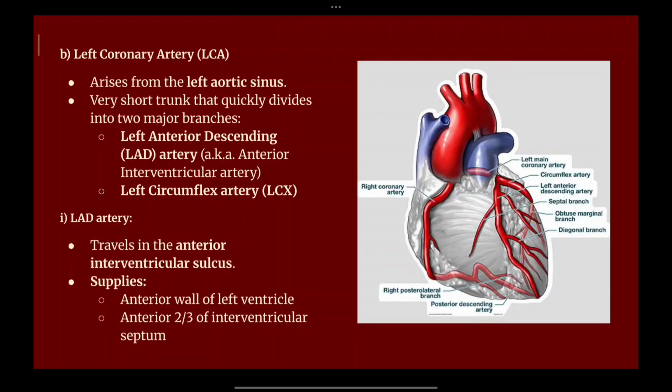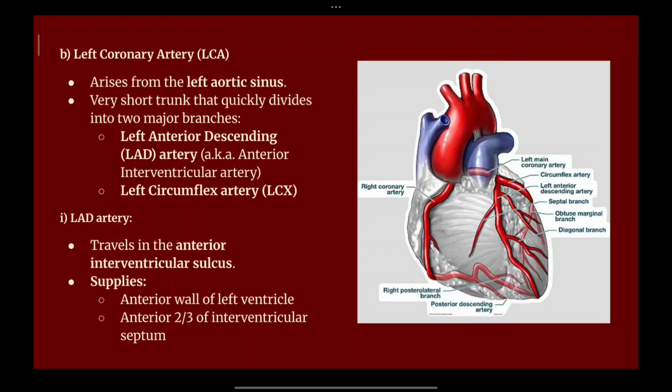Now moving on, we have the left coronary artery, which runs to the left side of the heart and supplies oxygenated blood to the left region of the heart. Now where does it arise? It arises from the left aortic sinuses. You see, from the ascending aorta, two different arteries arise: the right coronary artery and the left coronary artery. The left coronary artery rises from the left aortic sinus. So it is an opening in the aorta that arises and branches out as the left coronary artery.